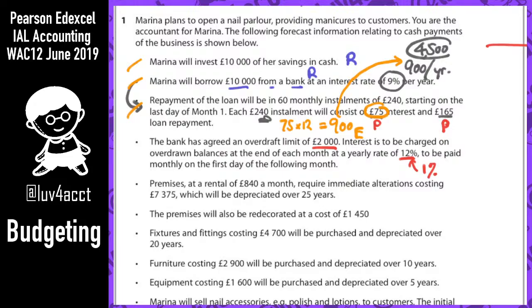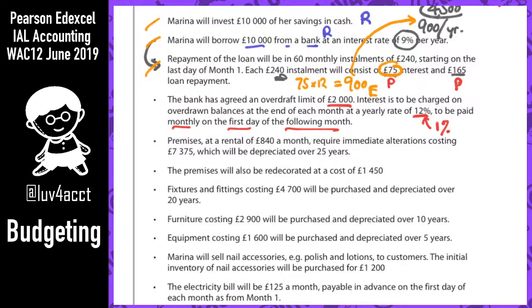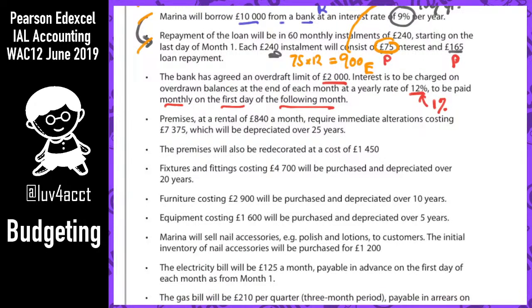Okay, to be paid monthly on the first day of the following month. Okay, we do not know how much overdraft we have, so we have to wait. Okay, so next item. But then if it appears, it will be a payment item. Okay, let us mark it down first.